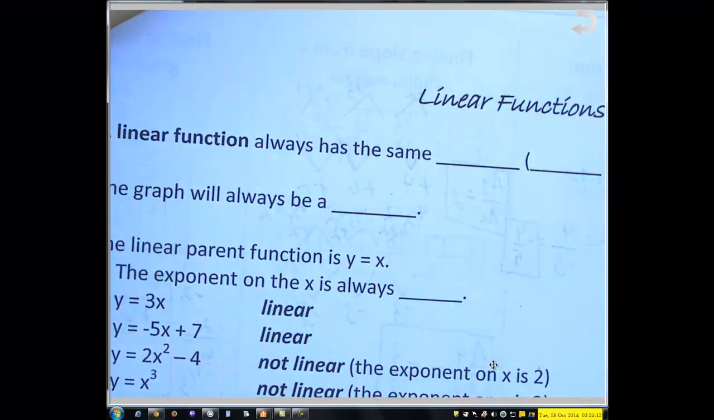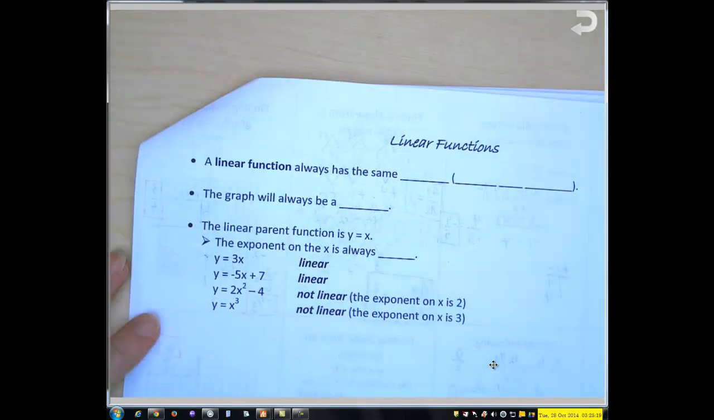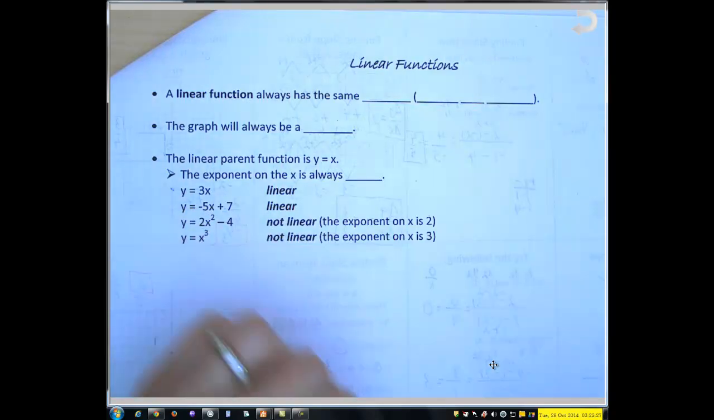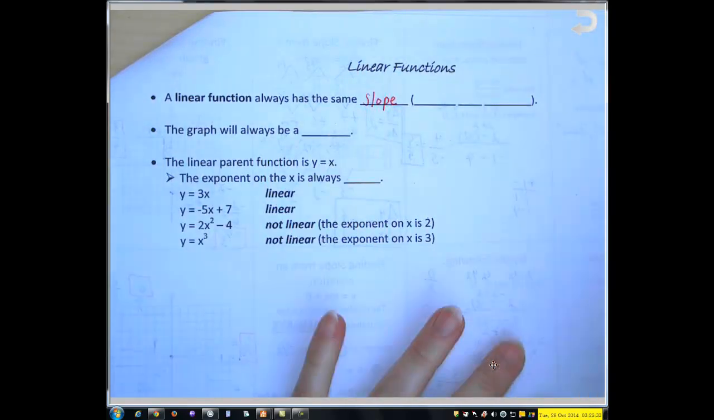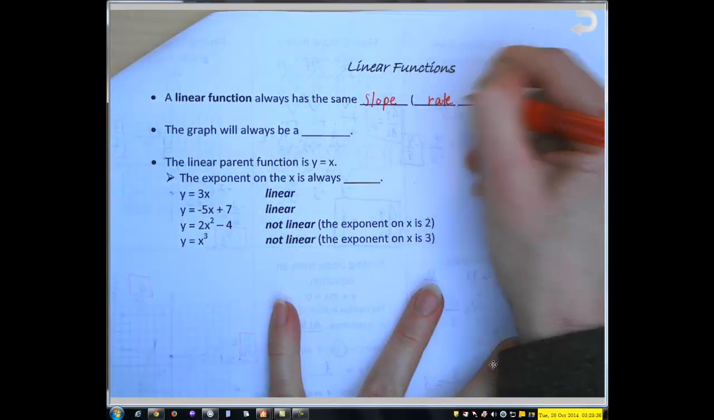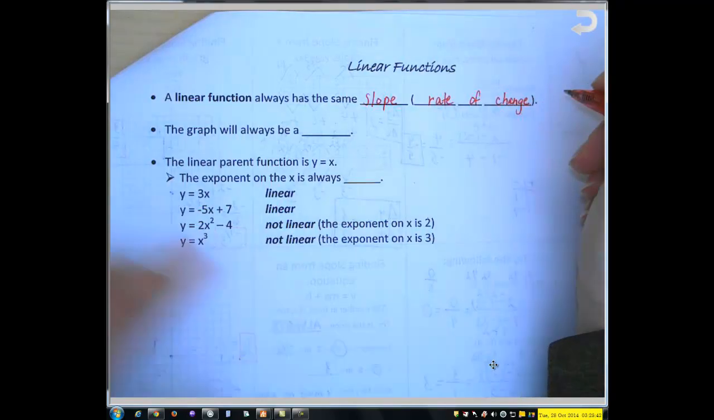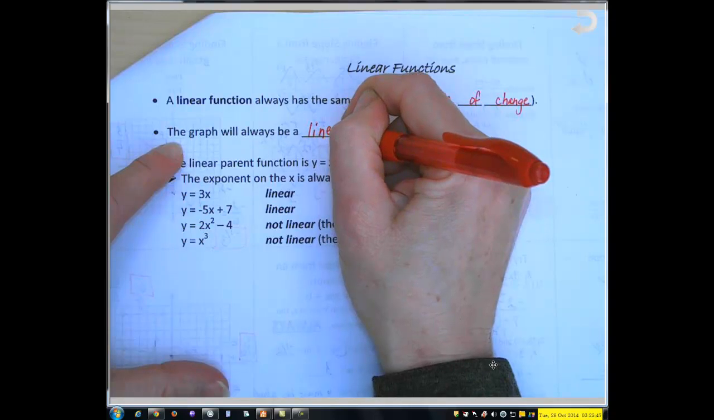Okay, turn to the back of this notes page, and there's one thing that we want to go over. All of these tables and graphs and equations that we looked at on the page before are examples of linear functions. A linear function is going to be a function that always has the same slope or the same rate of change. And the graph of a linear function is always going to be a line.